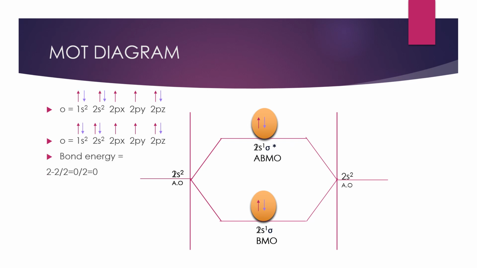Now this is the second part. So in this, I am talking about this one. So in this one we will of course have 4 electrons. So the configuration would be the same: 4 electrons, 2 electrons in the BMO, 2 electrons in the ABMO. Now here we'll subtract 2 by 2 and then we'll get the answer 0 because there is no valency.